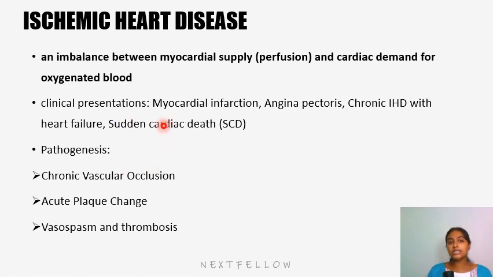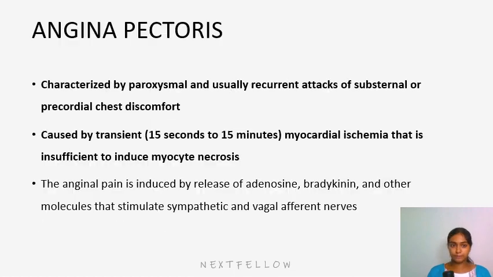So the pathogenesis behind this ischemic heart disease is nothing but atherosclerosis. Whenever atherosclerosis undergoes chronic vascular occlusion, or there is acute plaque change, vasospasm or thrombosis, there is an imbalance between the supply as well as the demand of the heart, which results in ischemic heart disease. Coming to angina pectoris, this is nothing but a sudden, that is paroxysmal, and usually recurrent attack of retrosternal chest pain. The pain usually lasts less than 15 minutes.